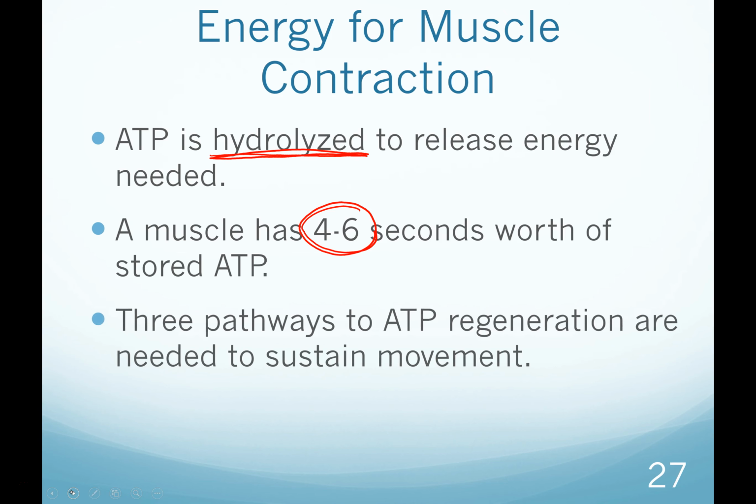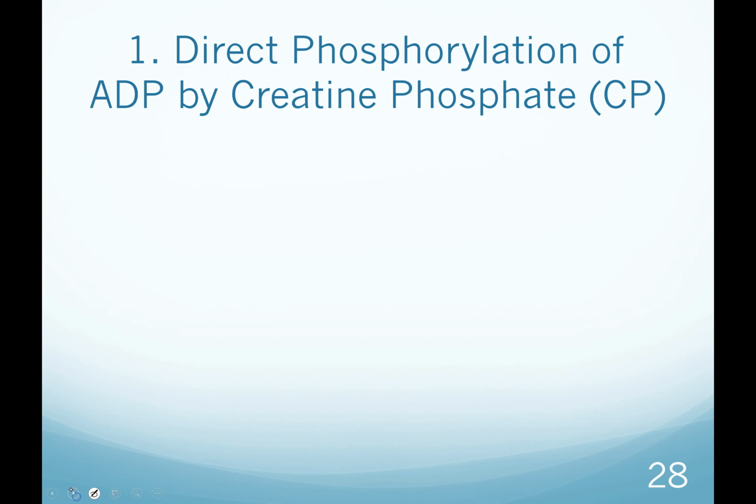And I'm going to teach you about 3 pathways that are going to help regenerate ATP, or make ATP from ADP. In order to keep moving, you need ATP. So let's talk about the 3 ways to do it. The first is called direct phosphorylation, which is very simply taking a phosphate from one molecule and adding it to an ADP. So let's take a look at this one.